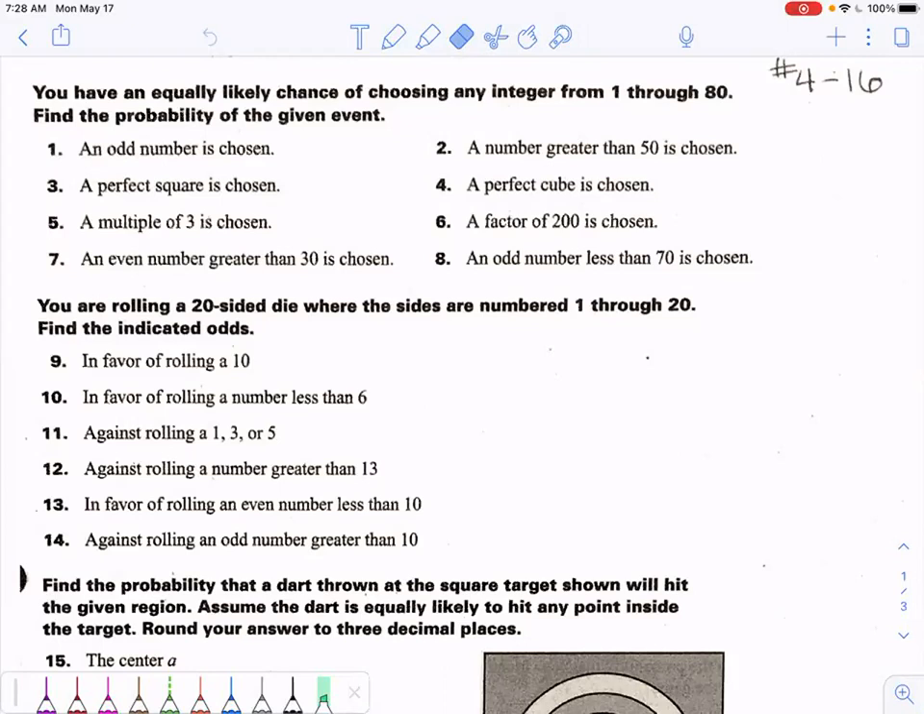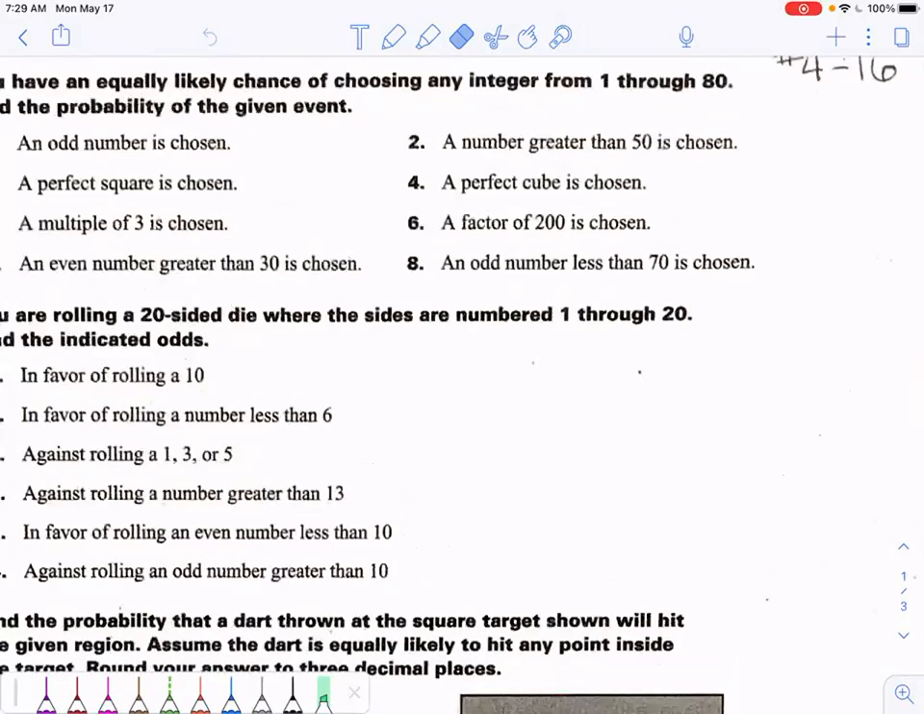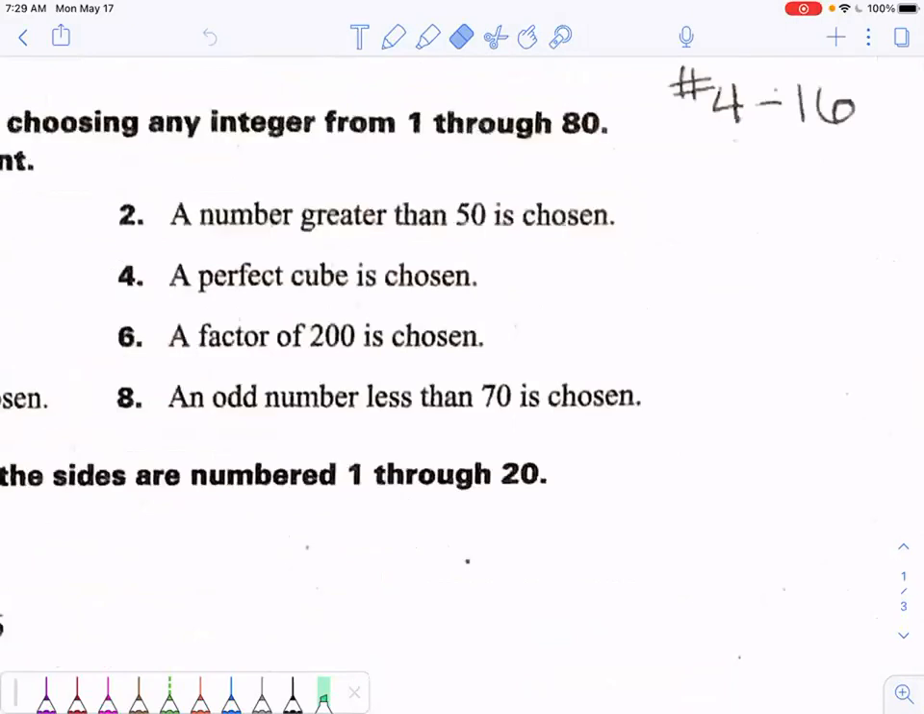Number 6 says you want to choose a factor of 200. So all of the bingo balls are in this huge container, numbered 1 through 80. We want the probability of getting a factor of 200 if I pull out one of those balls. So how could you find the probability of choosing a factor of 200 from the numbers 1 through 80? How could we at least start? What could you be thinking about?